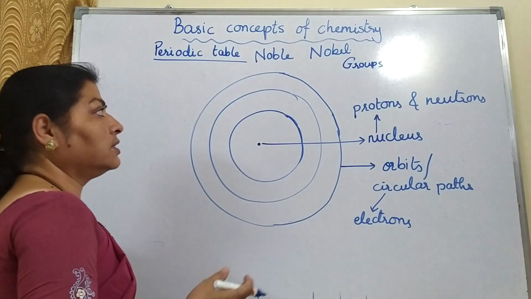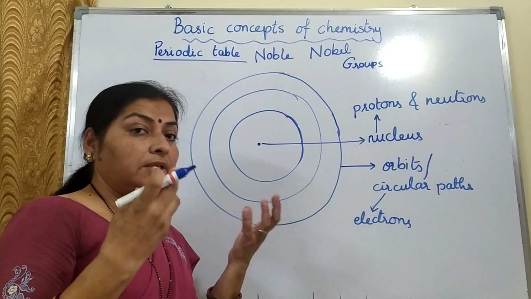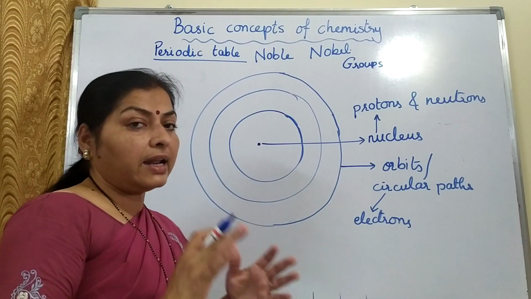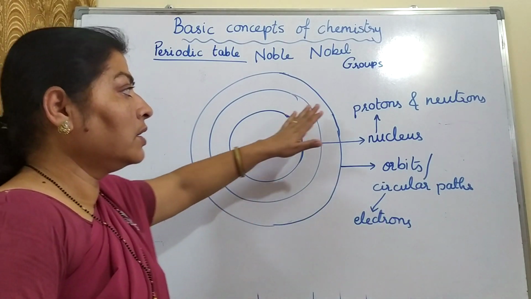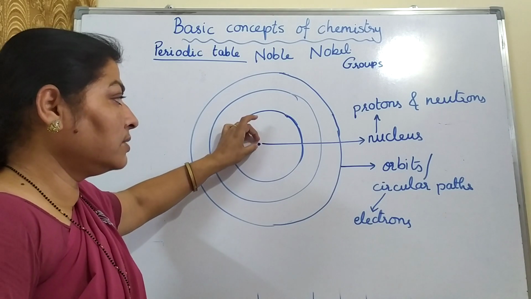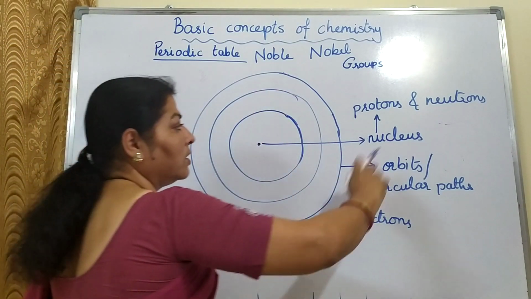It is all imagination about how the size must be. Yes, there are values, but just now we are not concerned with those values. The protons and neutrons are in the nucleus of the atom, and electrons are there in the circular path.